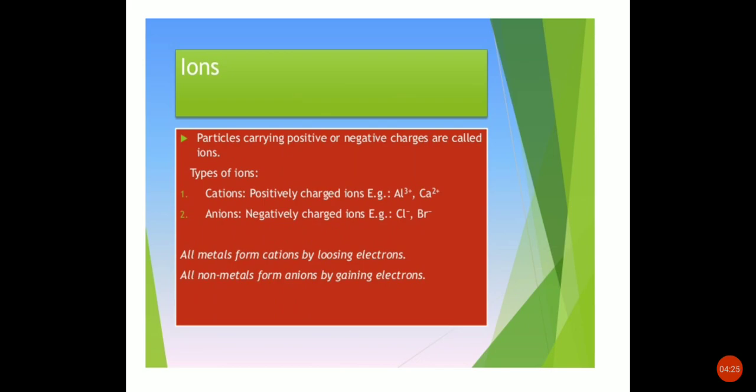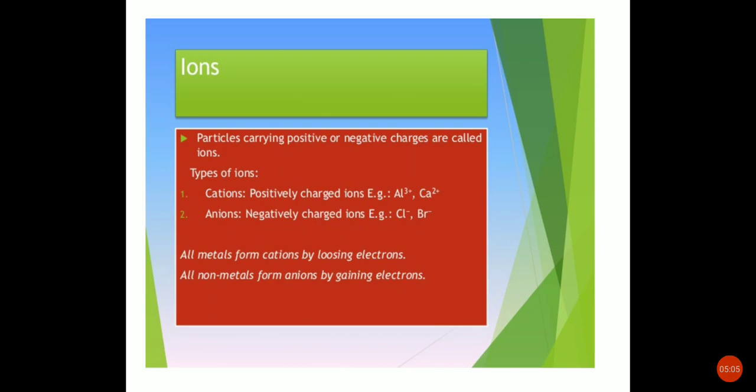So, particles carrying positive or negative charges are called ions. We have two types of ions, cations and anions. Cations are positively charged ions. Example, Al3+, Ca2+, Fe2+, Mg2+. Anions, negatively charged ions, are called anions. Cl-, Br-, F-, OH-. These are anions. All metals form positively charged cations by losing electrons. All nonmetals form anions by gaining electrons.